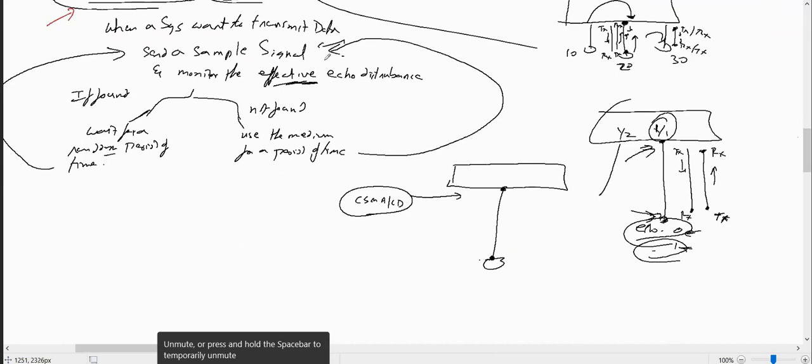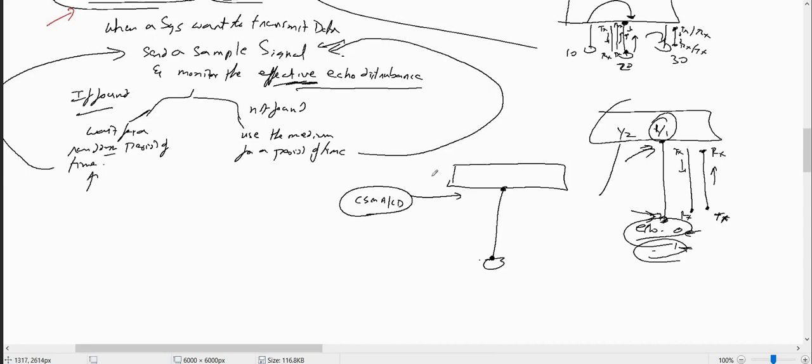Send a sample signal. Monitor the effective echo disturbance. If found, wait for a period of time. If not found, then only send it for some period and again send a sample signal. This is CSMA/CD. Now you have some frames here and some frames for the NIC card also. The system is ready to send some frames. This side switch port is also ready to send some frames.